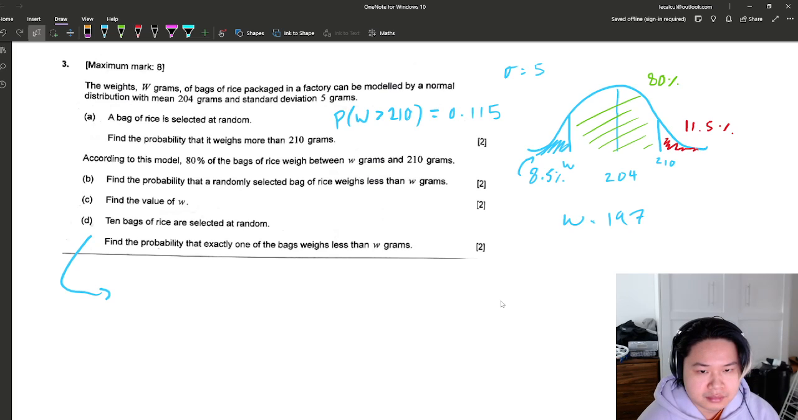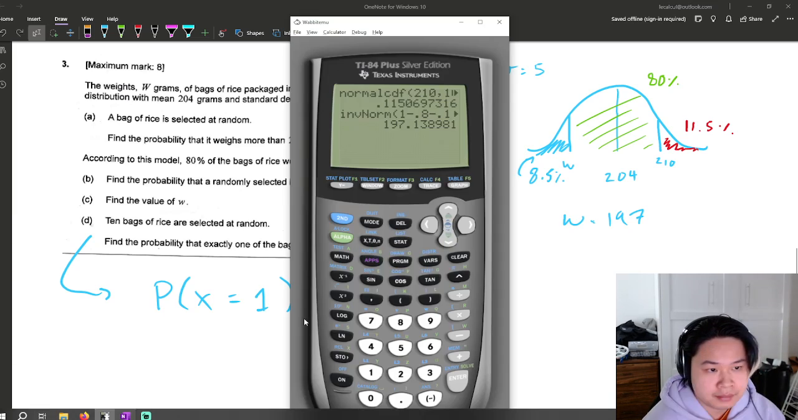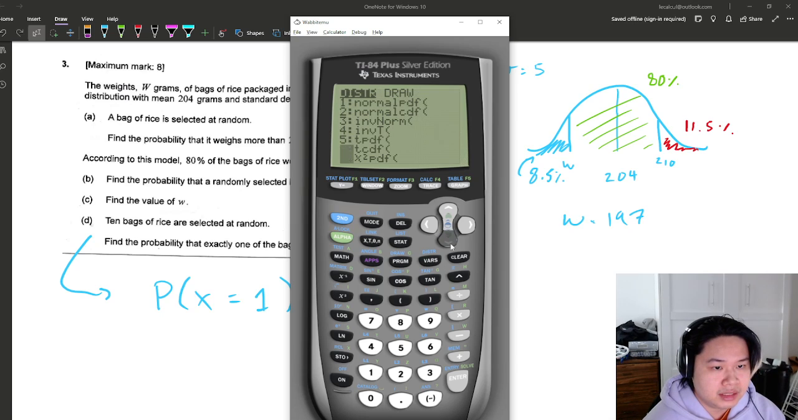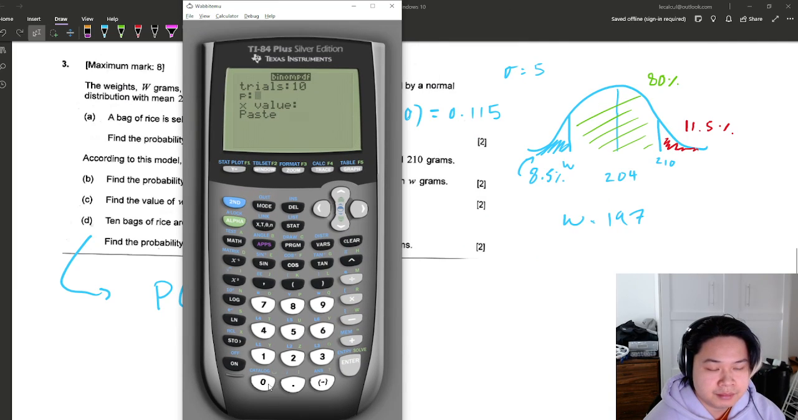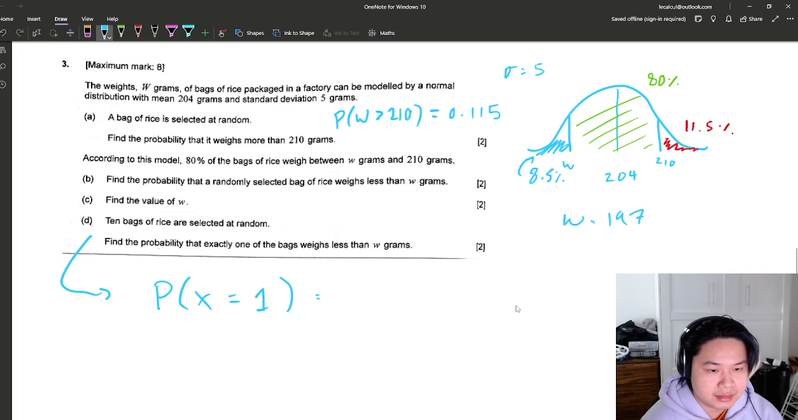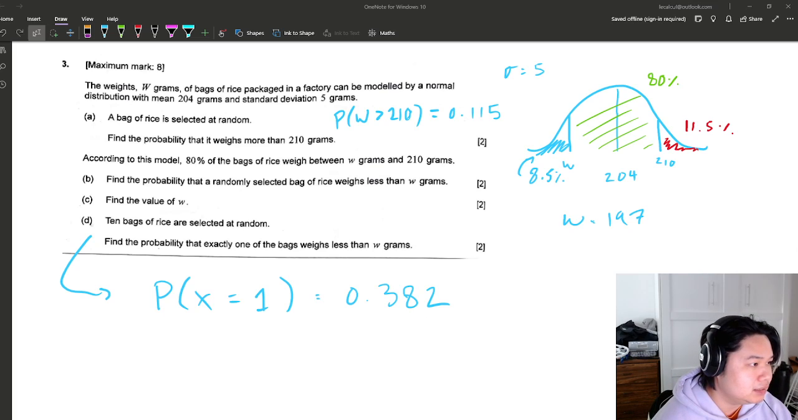So now we're turning this into a binomial distribution. We need to find the probability, oops, not 4, that exactly one of them weighs less than W grams. So now we go into binomial PDF, 10 bags. The probability of being, what was it, less than W or more? Less than W, that's 8% or whatever. I'll just write it like this because I don't trust my mental math right now. And then 1 bag, right? So 38.2% or 382. Okay, that one kind of took a little longer than I wanted it to.